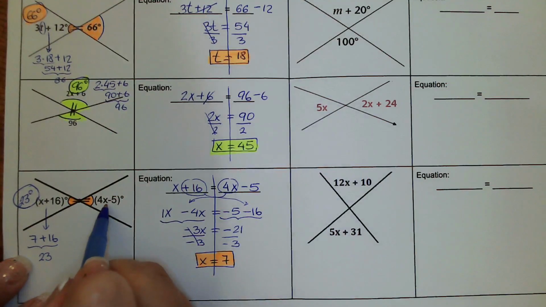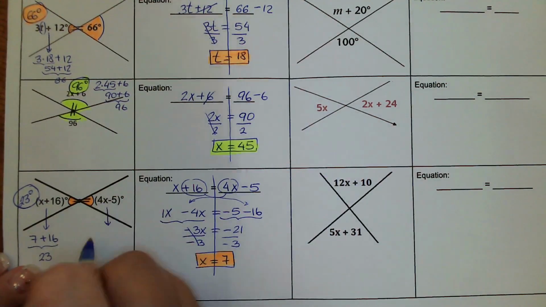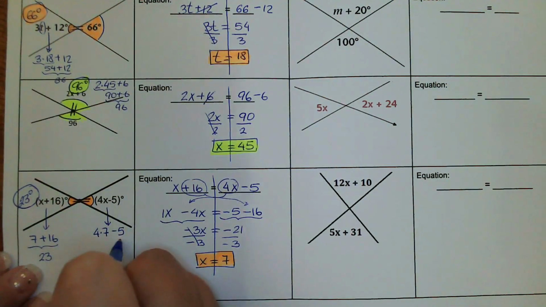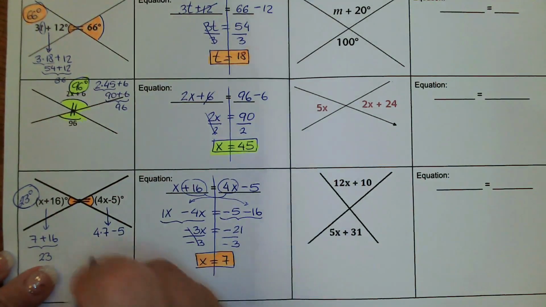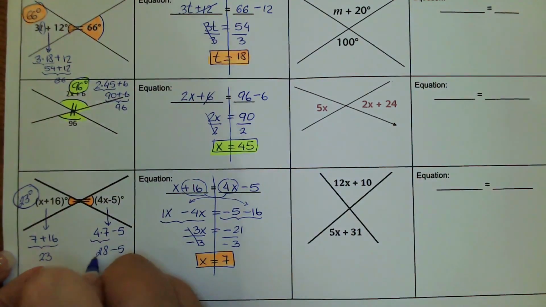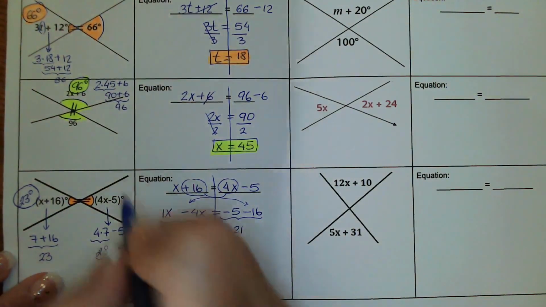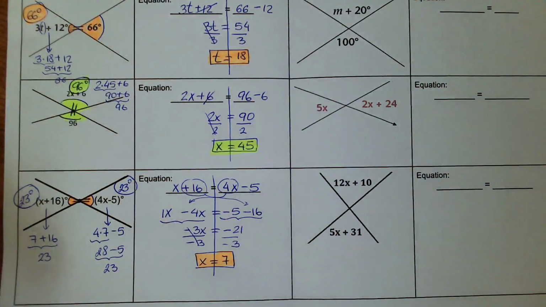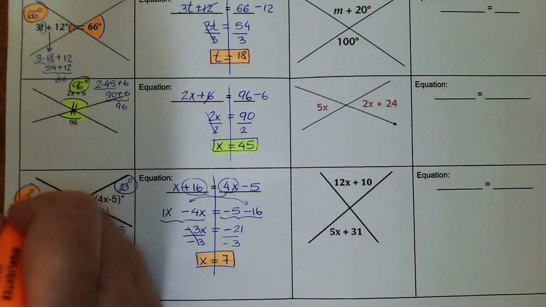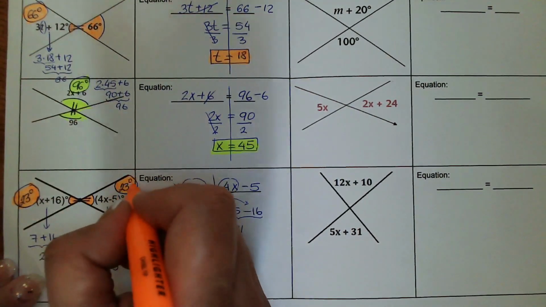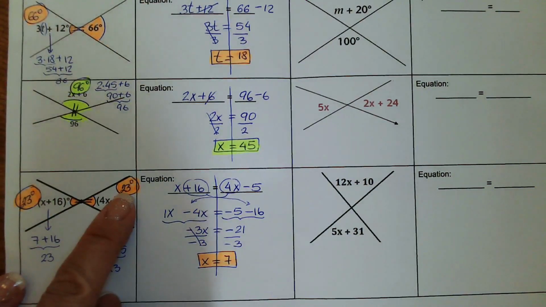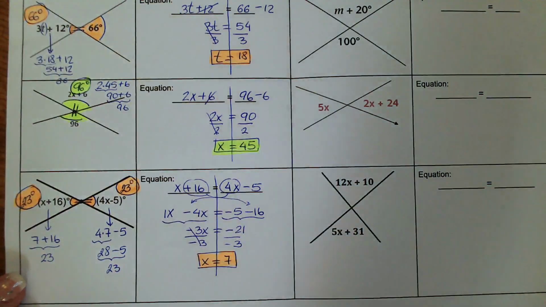If I substitute x as 7, that will be 4 times 7 minus 5, and use the order of operations, I must get 23 degrees. So let's see here, 4 times 7, 28, minus 5, 23. So that means we had everything solved and found correctly, because we have these two opposite angles from the intersection. They are called vertical, and vertical angles have to be congruent. They must have the exact same measure.